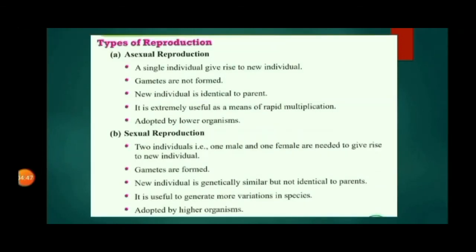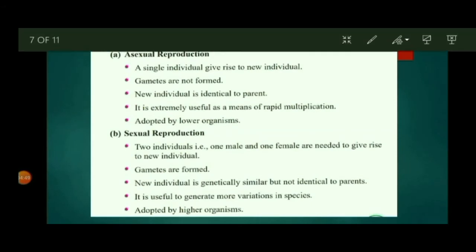Now, we are going to discuss the types of reproduction. There are two types of reproduction: asexual reproduction and sexual reproduction. Asexual reproduction is the one in which a single individual gives rise to the new individual. In such type of reproduction, gametes are not formed and the new individual is identical to the parent.